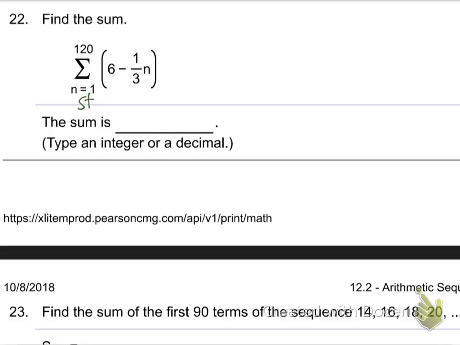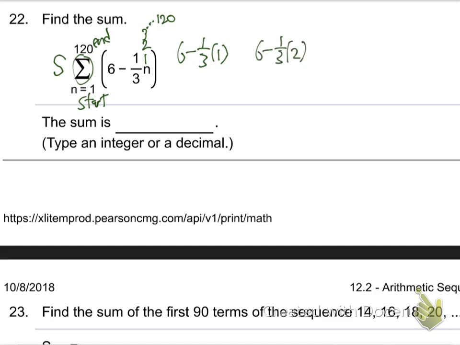You start here, and you end here. So you plug in 1, plug in 2, plug in 3, all the way to 120. And then that's a Greek S, sum them. So plug in 1 to the formula. What do you get? 6 minus 1/3 times 1. Plug in 2 to the formula. What do you get? 6 minus 1/3 times 2. Plug in 3, plug in 4, and so on.